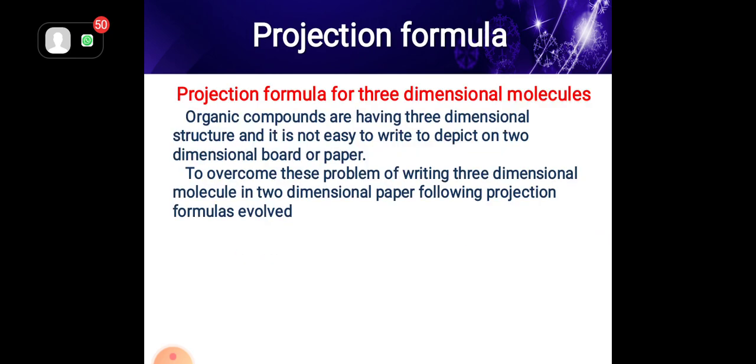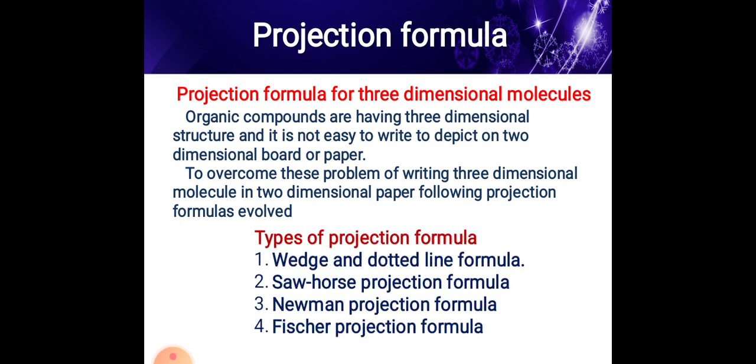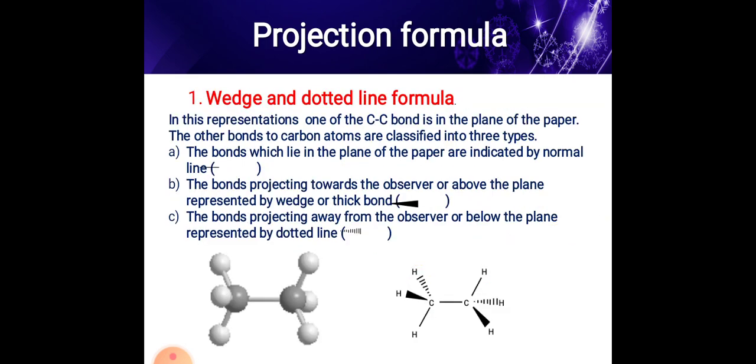Then see here the projection formulas for three-dimensional molecules. Organic compounds have three-dimensional structure and it is not easy to depict on a two-dimensional board or paper. To overcome this problem of writing three-dimensional molecules on two-dimensional paper, the following projections are used. There are different types of projection formulas: first, wedge and dotted line formula; second, Sawhorse projection formula; third, Newman projection formula; last is the Fischer projection formula.